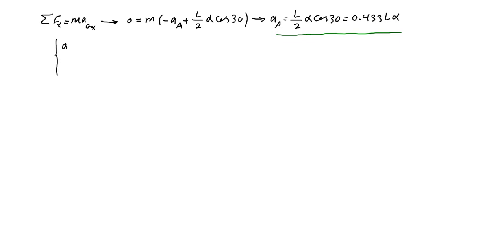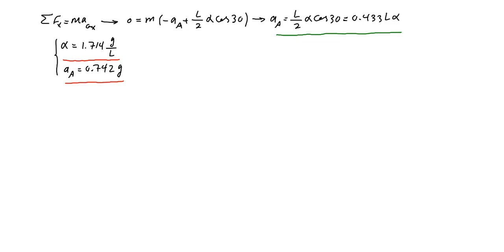So I basically found alpha first. So let me put alpha here. Alpha becomes 1.714 g over L, and a_A becomes 0.742 g. These are two things I was asked to find: alpha and a_A. Let me just present them with different colors since these are what the problem was asking for: alpha and a_A. The last thing the problem was asking for was the reaction force.